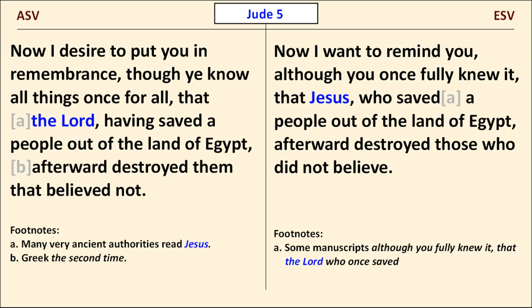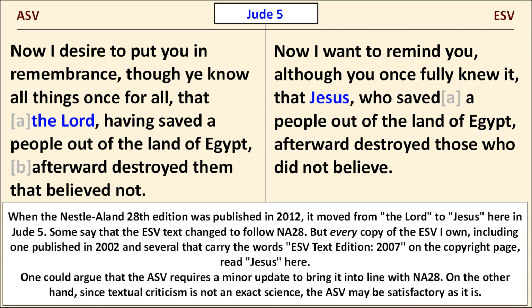In Jude 5, the American Standard Version says that the Lord saved a people out of Egypt, but the ESV replaces "the Lord" with "Jesus." Jesus saved a people out of Egypt. When the Nestle-Aland's 28th edition was published in 2012, it moved from "the Lord" to "Jesus," here in Jude 5. Some say that the ESV text changed to follow NA28, but I've seen no evidence of that.